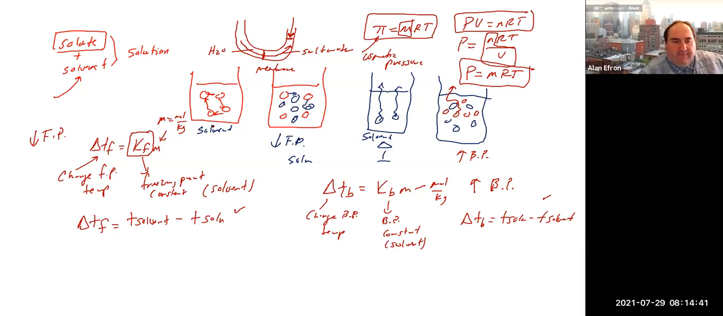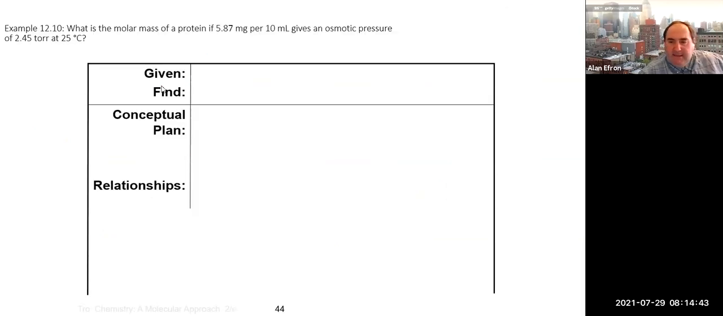I think we left off there at an example here. What is the molar mass of a protein if 5.86 milligrams per 10 milliliters gives an osmotic pressure of 2.45 torr at 25 degrees Celsius? So if we were going to do this, we want to think about molar mass, like we saw in one of those earlier problems. This is ultimately what we're looking for, which means we're looking for grams per mole.